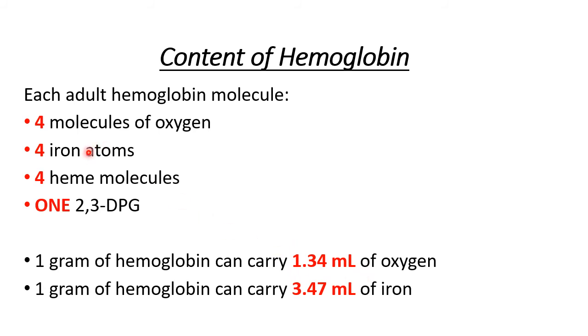Okay? And then, for heme molecules, kanina sa picture, ilan ang heme molecules? 4. And 2,3 DPG. Okay. Para saan ulit si 2,3 DPG? Para sa oxygen affinity. Ano ang rule natin dyan? 2,3 DPG levels is inversely proportional to your oxygen affinity.